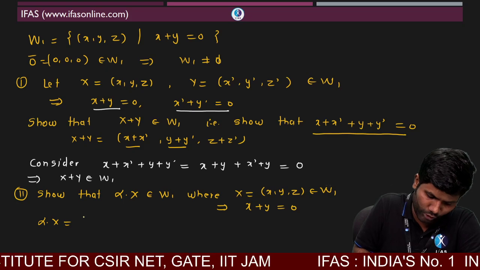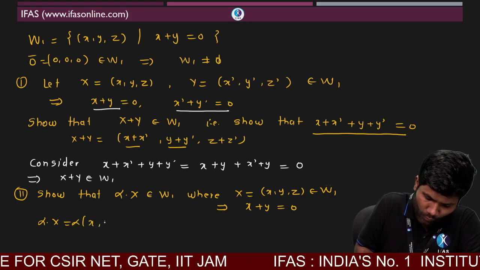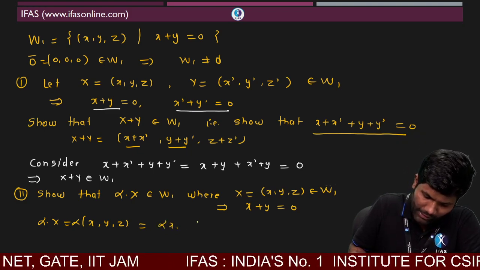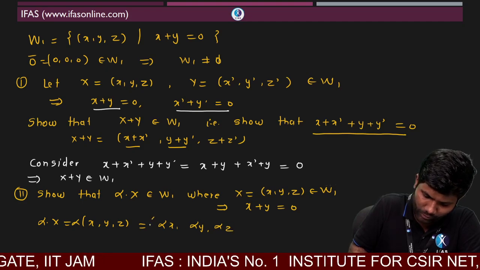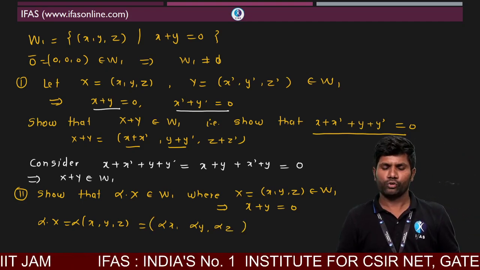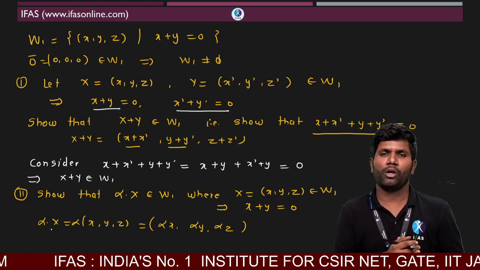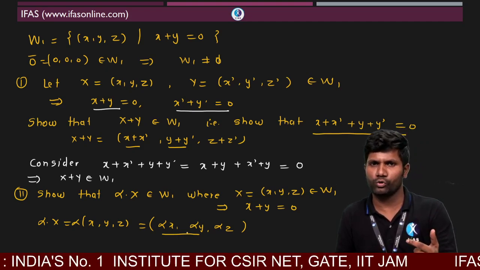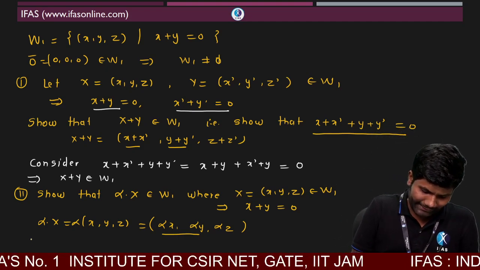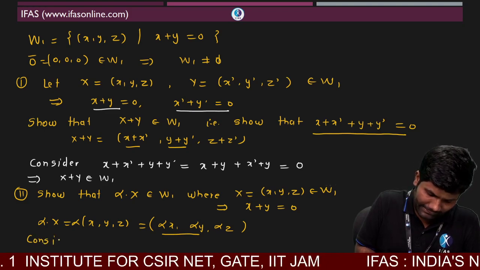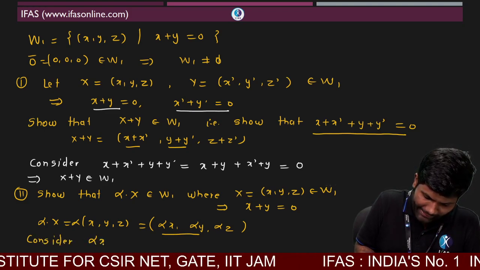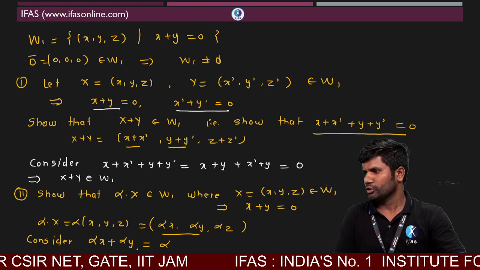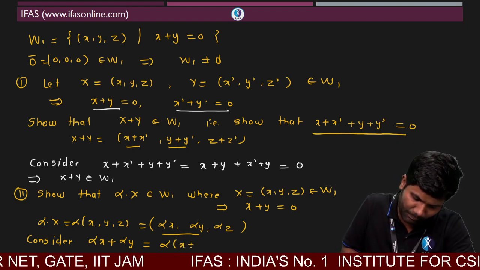Alpha times x is equal to alpha times (x, y, z), so this is equal to (alpha x, alpha y, alpha z). For this problem we want to show that alpha times x belongs to W1. It means we have to show that the addition of the first two entries is equal to 0. So consider alpha x plus alpha y. Take alpha as common, so this is equal to alpha times (x plus y).